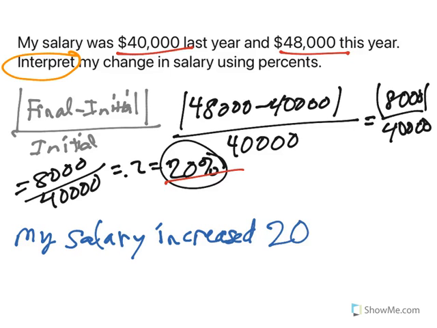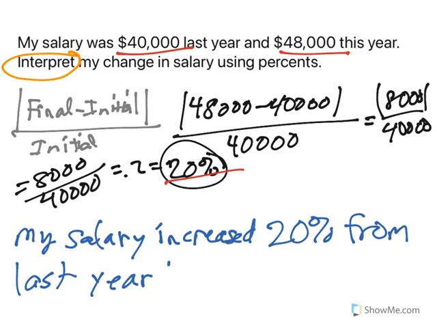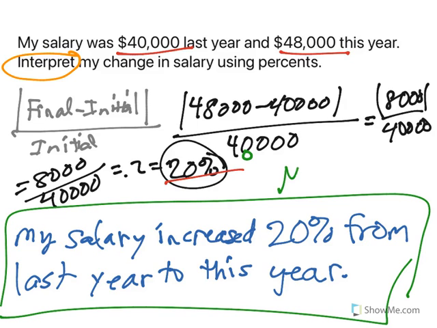My salary increased 20% from last year to this year. Now, the detractors could change increase to decrease. The detractor could have divided by 48,000. That would give you a different percent, increase, decrease, and then you have some good detractors besides. But this is the big thing, and this is why it needs to be multiple choice, because we're looking for the sentence that explains what this means.